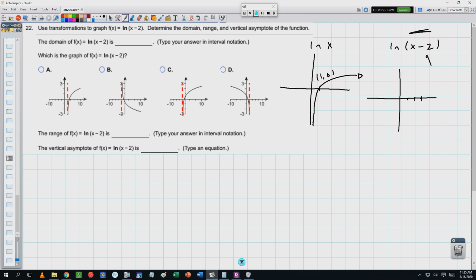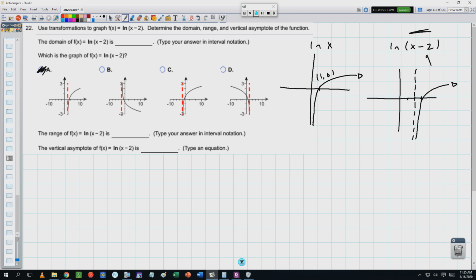And instead of it being nice and close to the y-axis, your graph is going to be nice and close to that line right there, which is x is equal to 2. So your graph is going to be hugging here, and then it goes through. So the 2 has caused a horizontal shift opposite of what you see. I believe it is letter A.